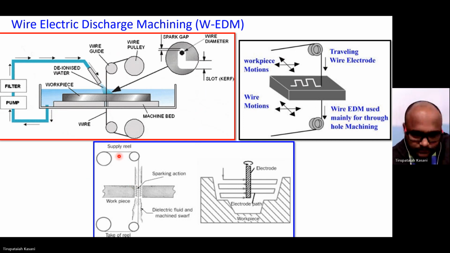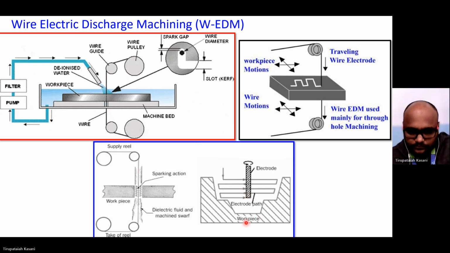See here, this is the supply reel, that is the wire, and this is the sparking action. This is the wire, this is the workpiece, and this is the sparking region. This is black color. Of course, there is a continuous dielectric fluid flow from here to here, in this direction, in this direction. Dielectric fluid and the machine swerve.